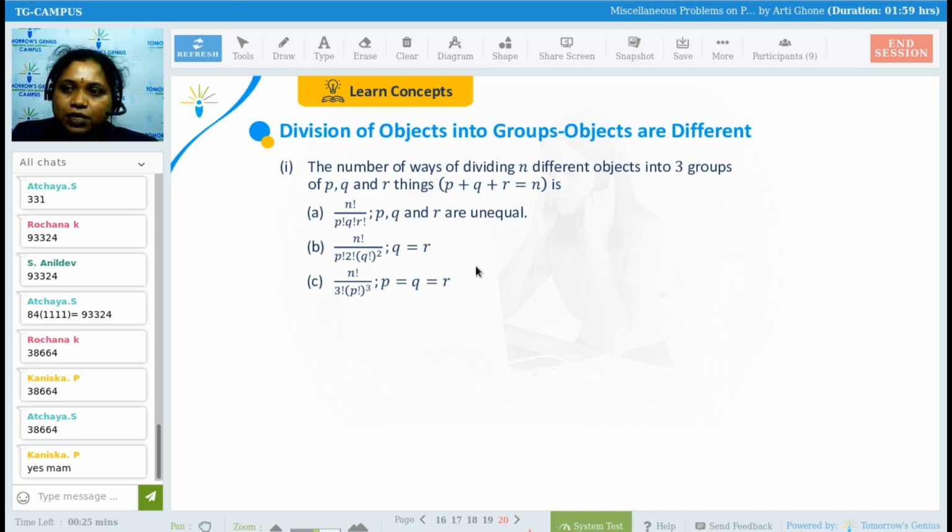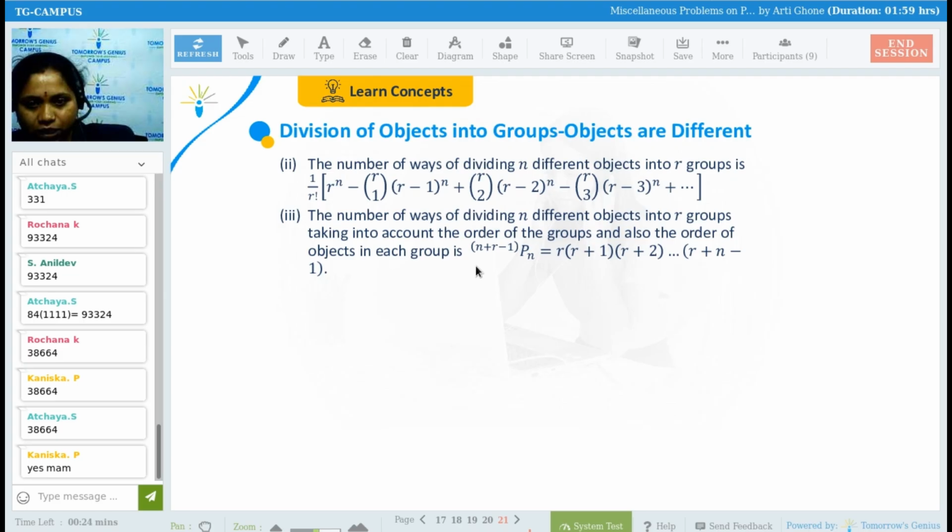Clear? Means whatever indexes you are increasing in the groups, that factorial is added. If any group is repeating 2 times, then q factorial square is taken but 2 factorial is multiplied. If any group is repeating 3 times, then p factorial cube is taken but 3 factorial is multiplied. Clear? So this is a pattern. Whatever we have seen in identical kind, same pattern is just expanded.